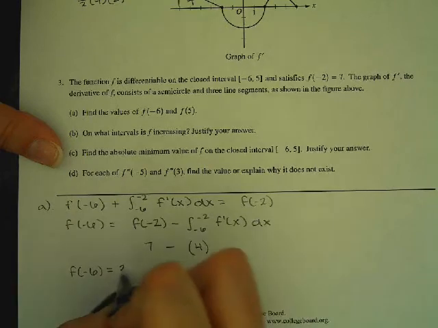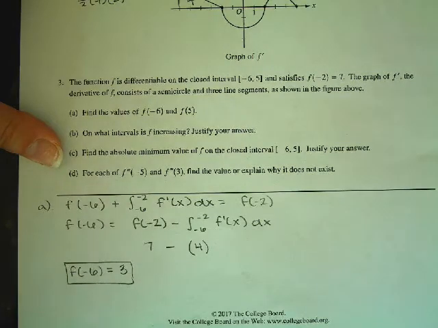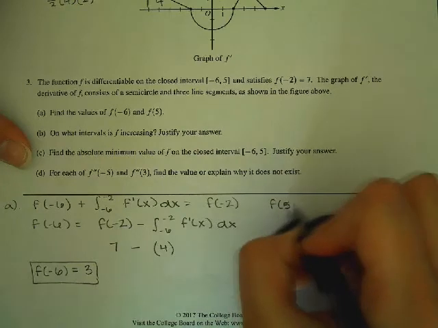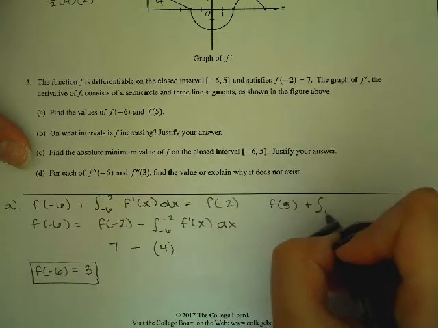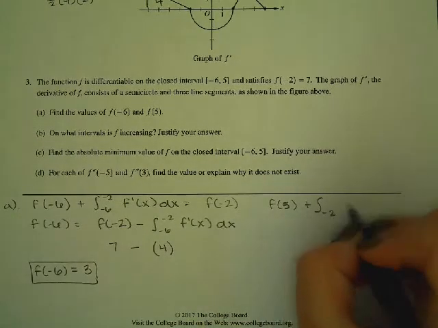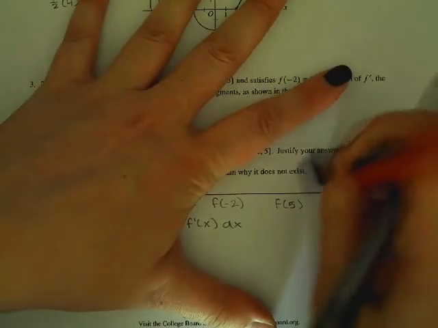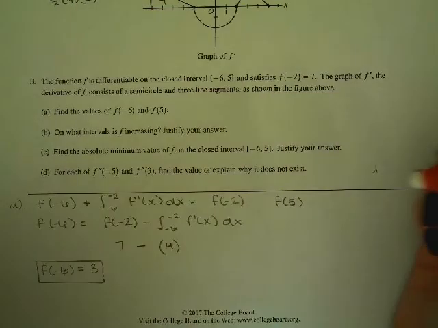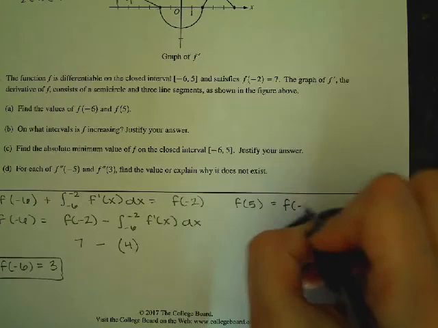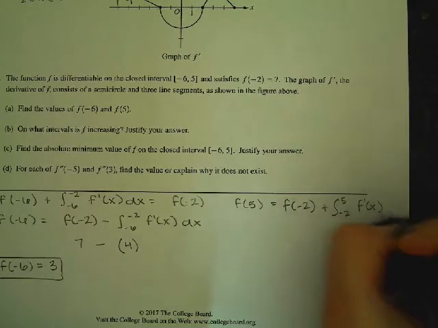F of -6 is 3. So there's our first one. Okay. In a similar fashion, I'm going to say f of 5 equals f of -2 plus the integral from -2 to 5 of f prime of x dx.